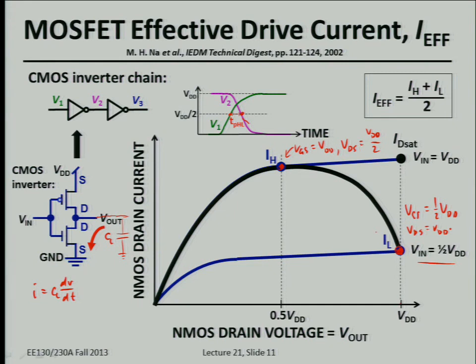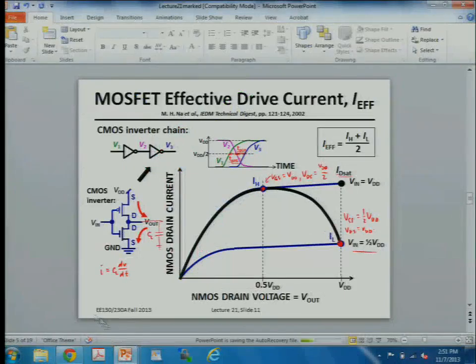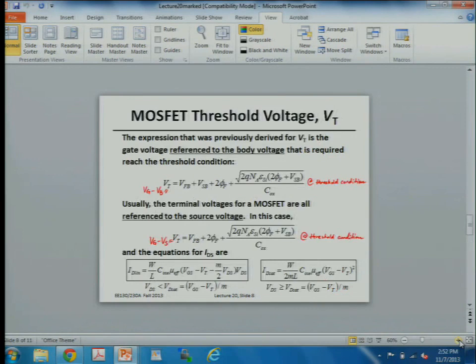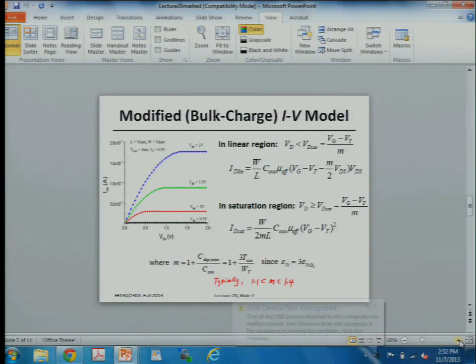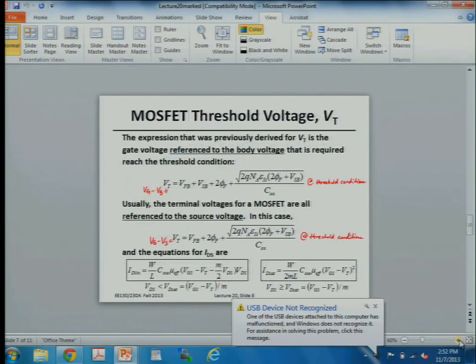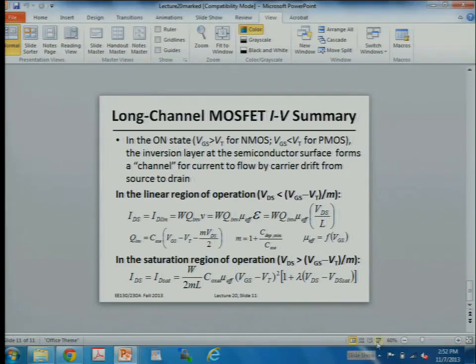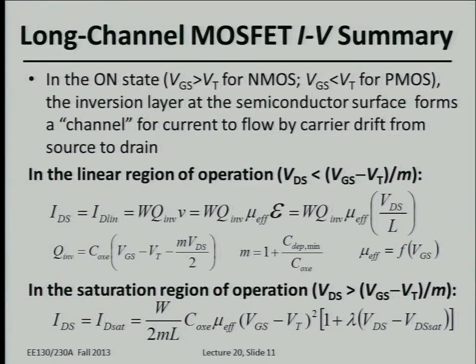Okay, so if you look at the current versus voltage equation, let's go back and take a look at that. Most of the time the device is operating in the saturation regime, right? For that digital circuit. So what's the best way to get large IL and IH?